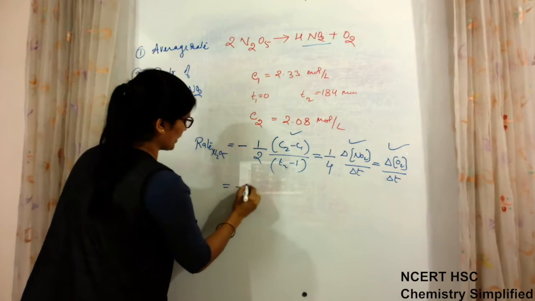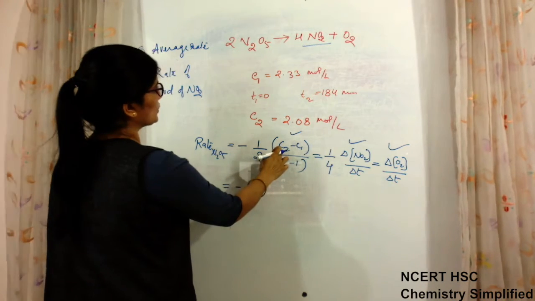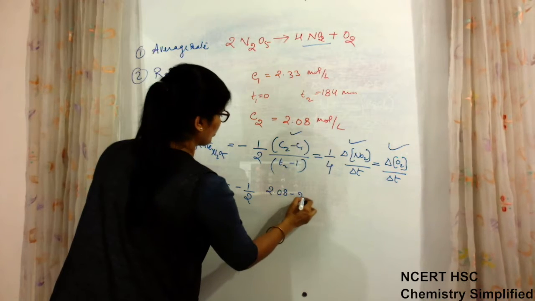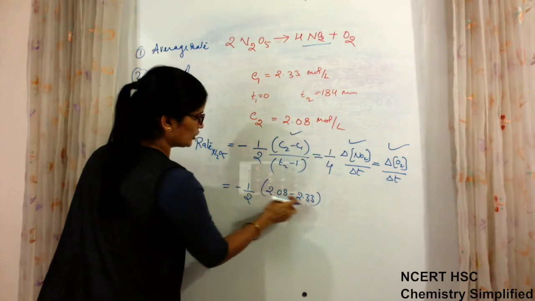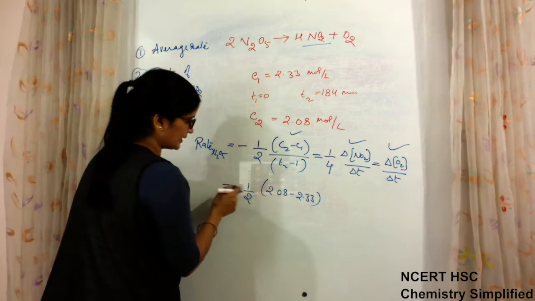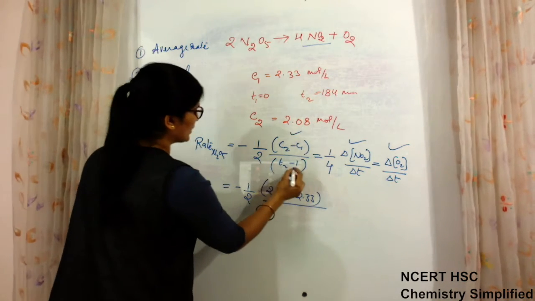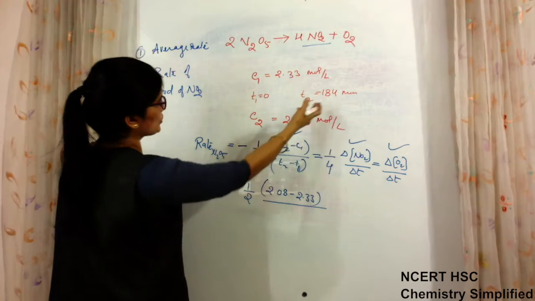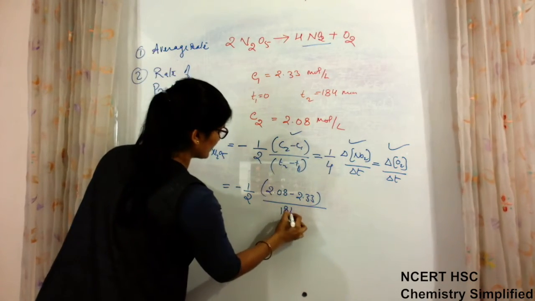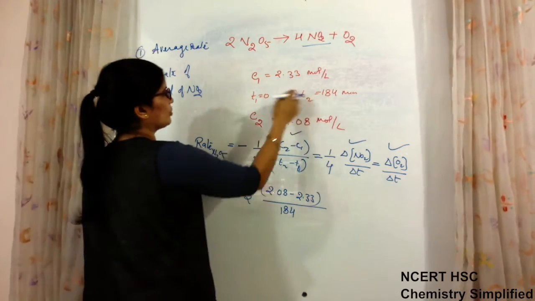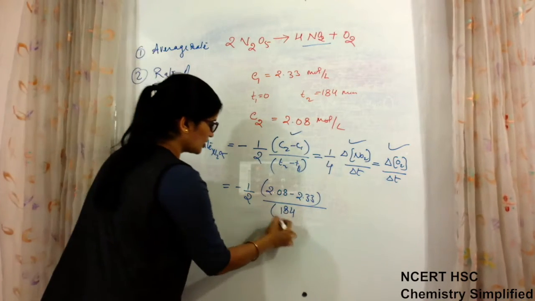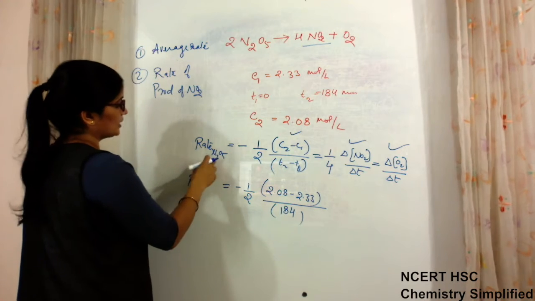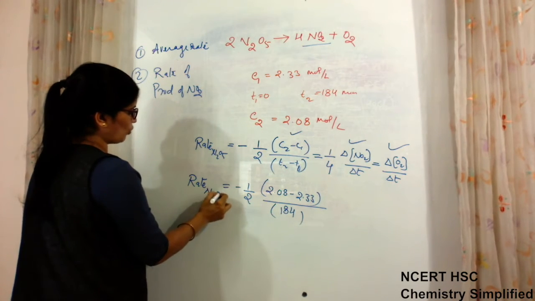So I will write minus 1 by 2. C2 is here given 2.08 minus 2.33. I told you this value will come negative, so the negative will become positive, divided by T2 minus T1. T2 is 184, so I can directly write here 184 minus 0. So this comes the rate of disappearance of N2O5.